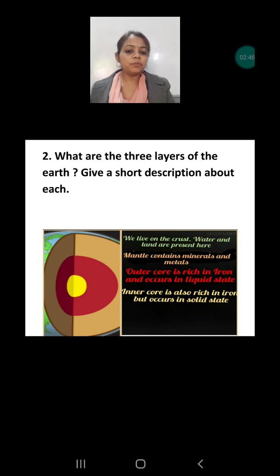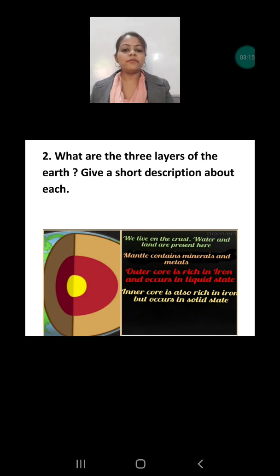Now second is the mantle. It contains minerals and metals. We are taking out all the minerals and metals like silver, gold, diamond. These all come from the mantle. This is the second layer, which is sometimes in a liquid state. And after this the third layer is the core. In the core, the outer layer is the outer core, which is liquid, and the inner core is completely solid.